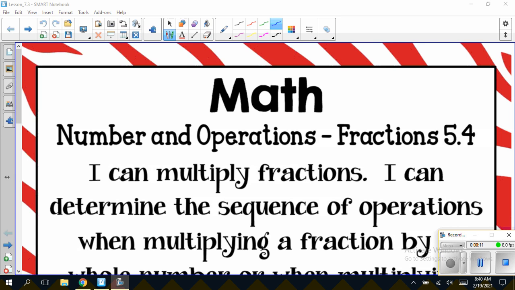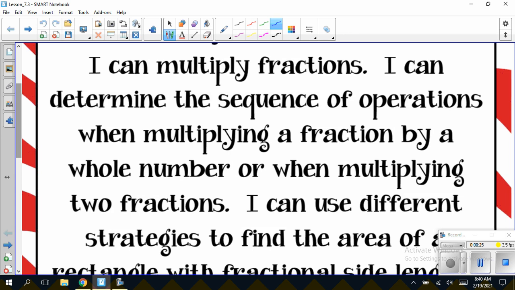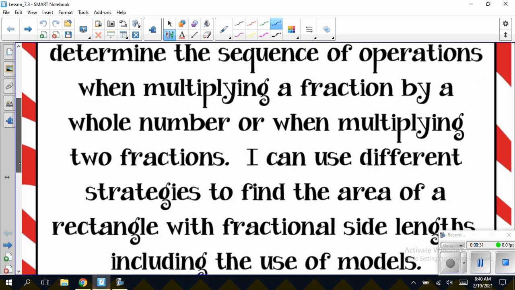Today we will be using fraction and whole number multiplication. The standard for today is in Number and Operations Fractions 5.4. This standard says I can multiply fractions. I can determine the sequence of operations when multiplying a fraction by a whole number or in multiplying two fractions.